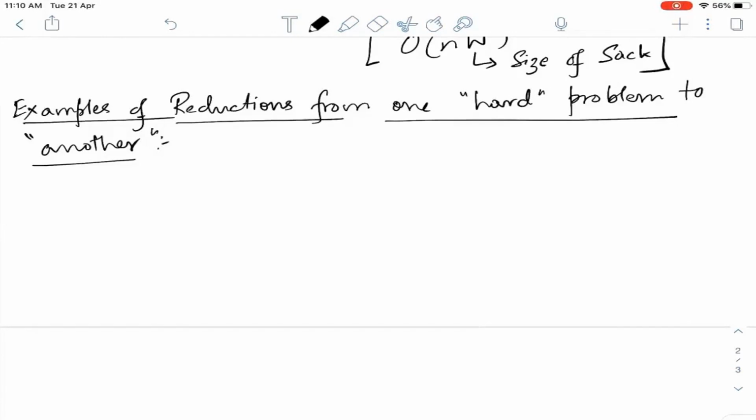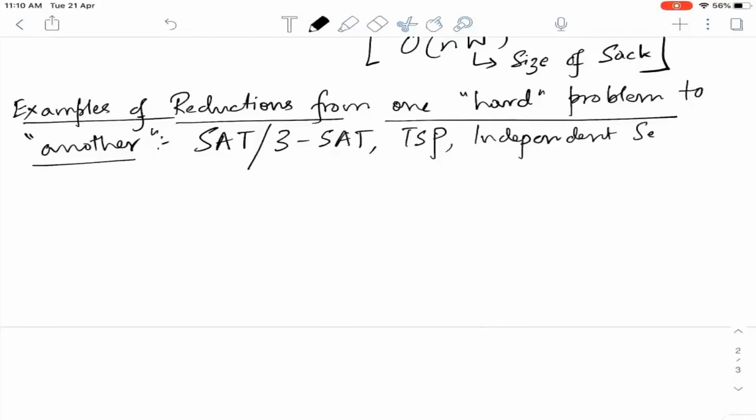The granddaddy of all these problems is the satisfiability problem. There is a seemingly easier version of this problem, known as the 3-SAT problem, which is also hard. Then we talked about TSP already. Then we can think about the independent set problem, vertex cover, Steiner trees, and so on and so forth. Hundreds and hundreds of problems I can list out.